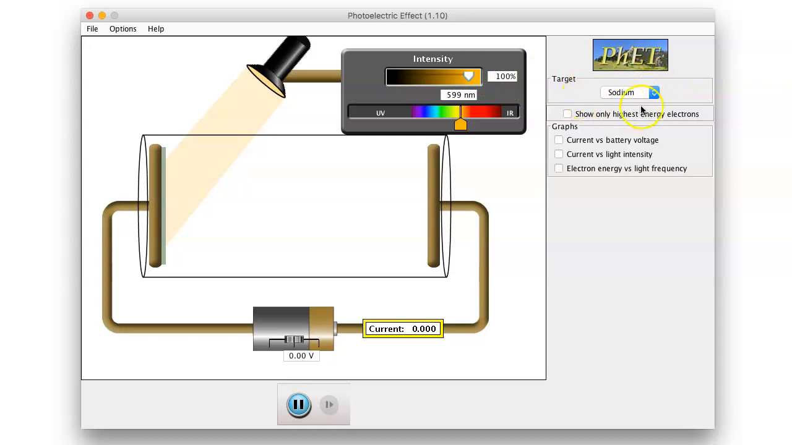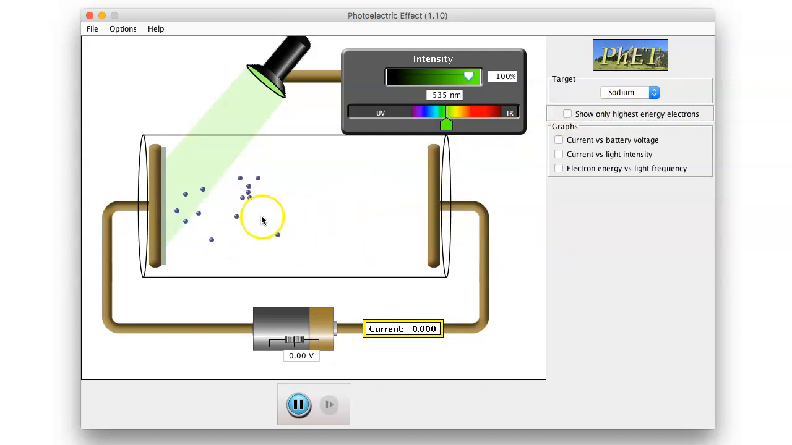Now, we're using sodium, and we know that sodium is pretty reactive. It's an alkali element, so it should be able to eject electrons easily, but no matter what I do with the intensity, it doesn't go. So I'm going to get to what I know is the threshold frequency that was found experimentally. In this simulation, it's 535. And we can see that I'm starting to eject some electrons.